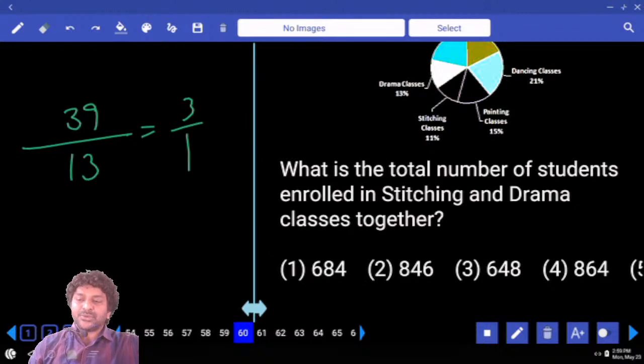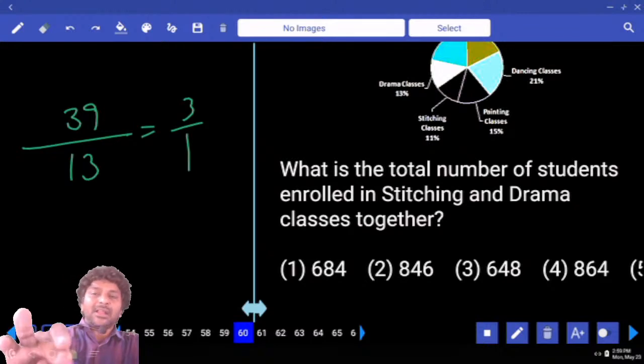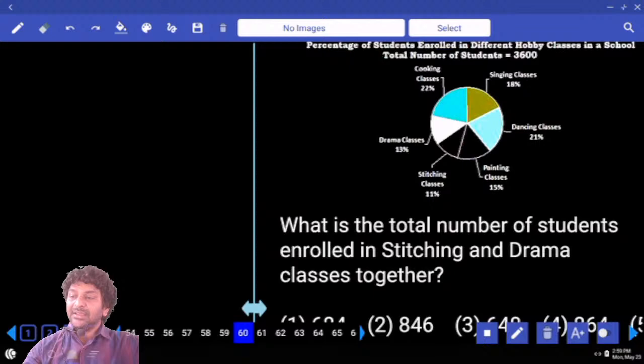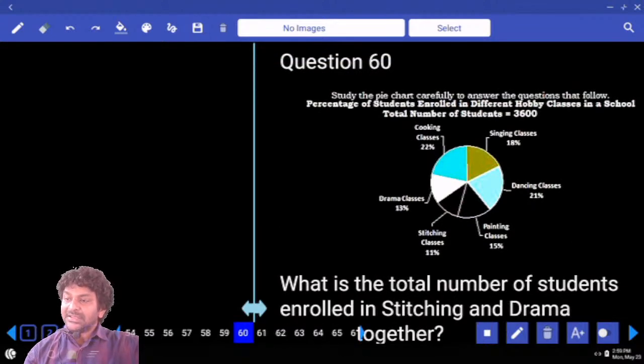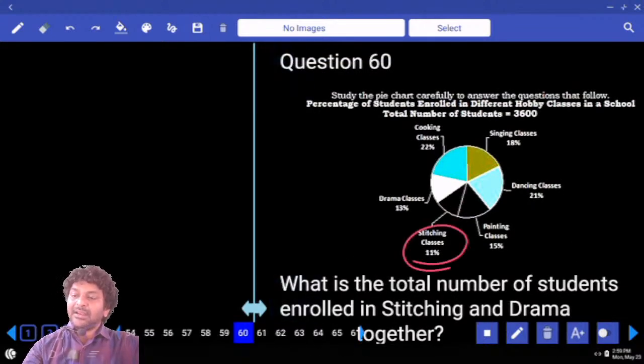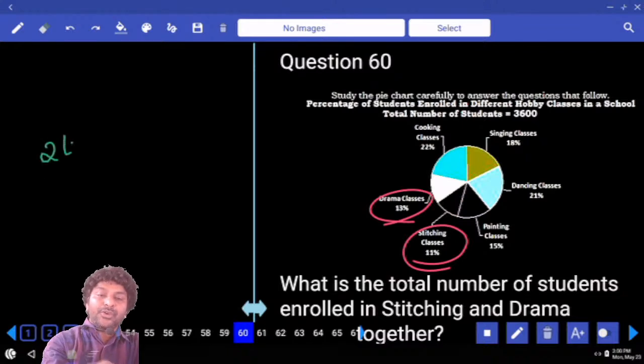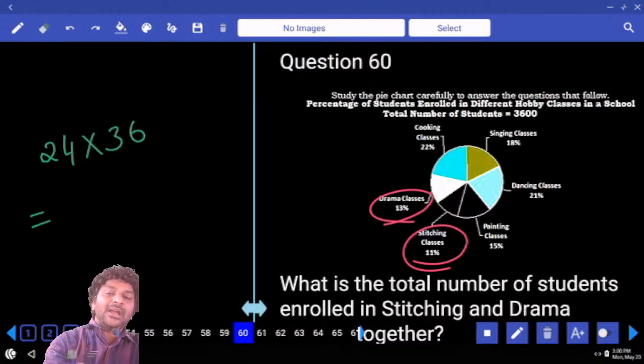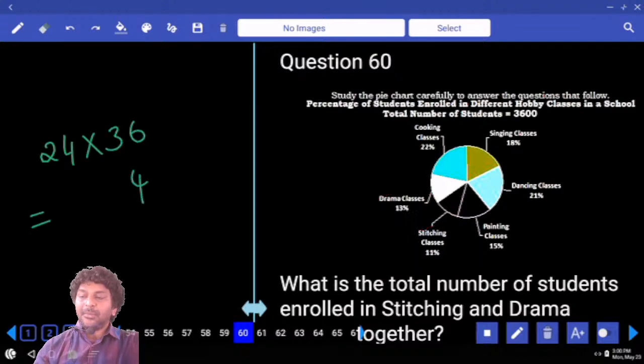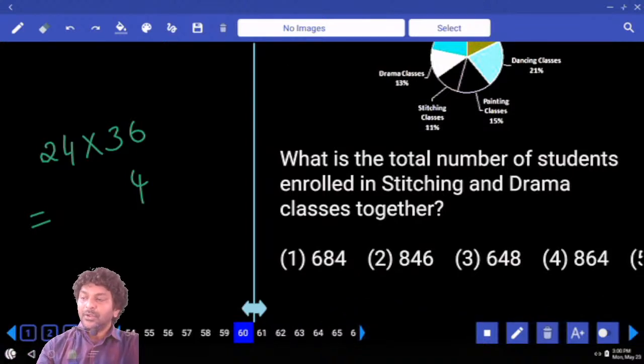What is the total number of students enrolled in stitching and drama classes together? Stitching and drama. Total 24% of which number? 3600. That means 24 into 1% value. Answer must end with 4. How many options are ending with 4? Come on. 2 options are there. Okay.